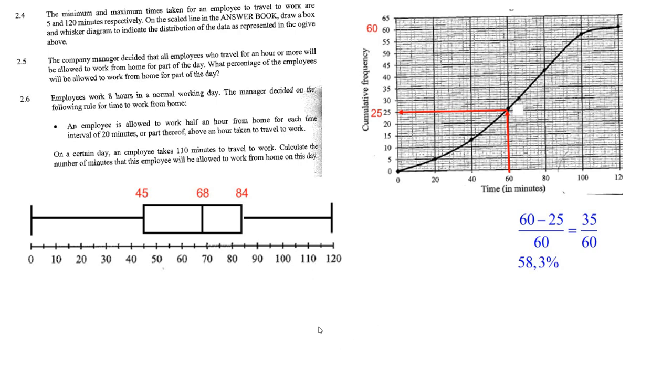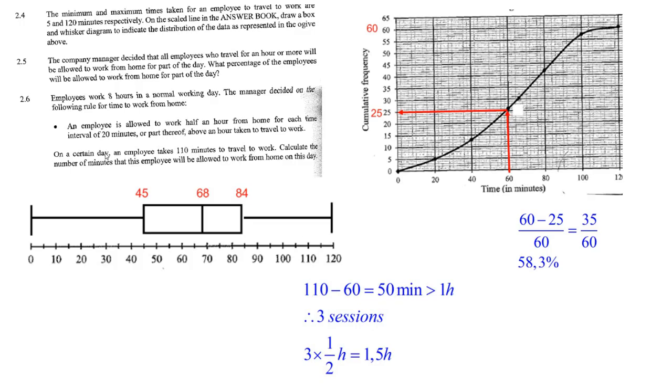Okay, now the next thing is a word-twisting goofy thing. I think it's a little bit goofy, but here we go. Let's try it. An employee is allowed to work half an hour from home for each time interval of 20 minutes or any part of that that's more than an hour. Well, gee, what are you going to do? Well, more than an hour, 100.